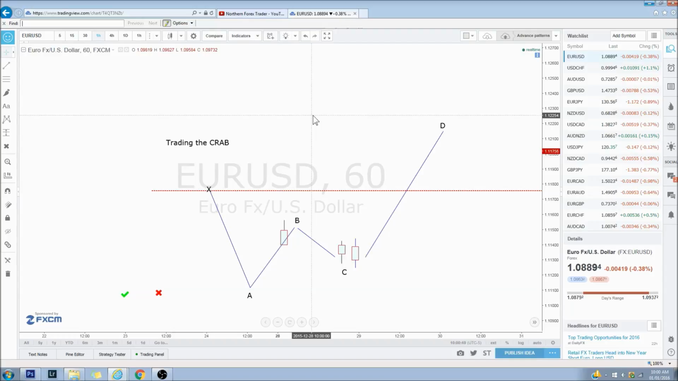What we have here is trading the crab pattern. These are going to be my rules of engagement for the crab pattern.